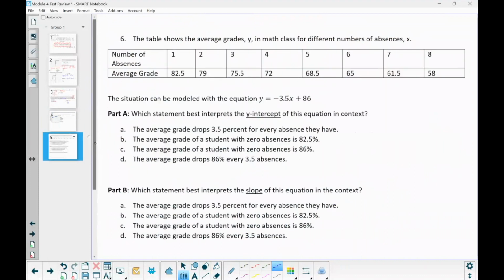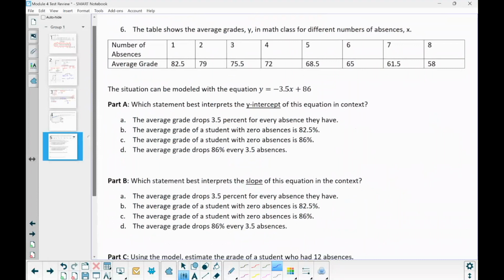Okay, number 6. It says the table shows the average grades Y in math class for the different number of absences X. So I already know X is absences, Y is the grade. The situation can be modeled by the equation Y equals negative 3.5X plus 86. Which statement best interprets the y-intercept? Well, if I'm following y equals mx plus b, I know the constant, the number at the end, is my y-intercept. So I'm going to be looking at what this 86 means. So in my answer, I already know 86 needs to be included. So I'm going to eliminate A and I'm going to eliminate B.